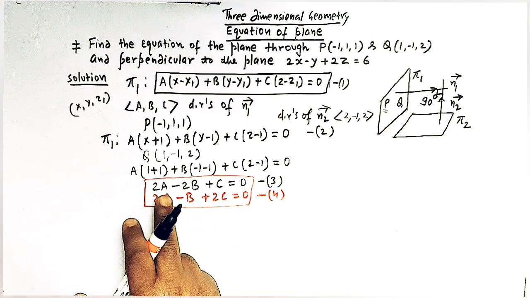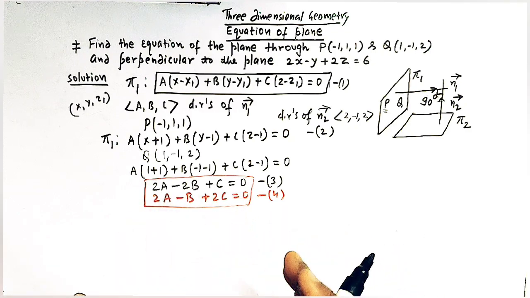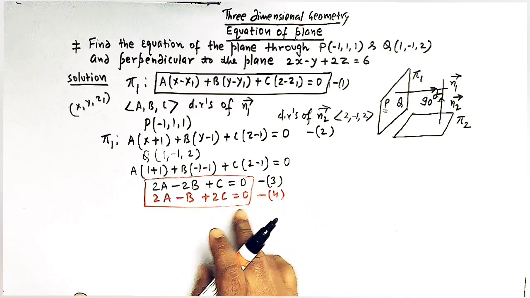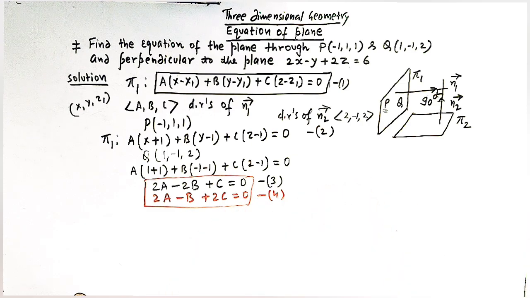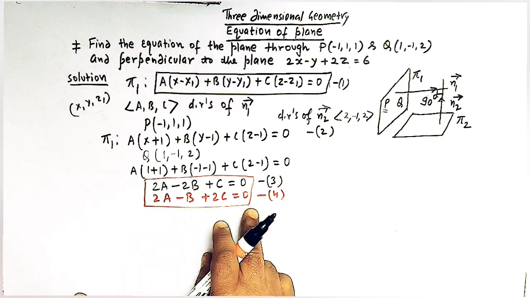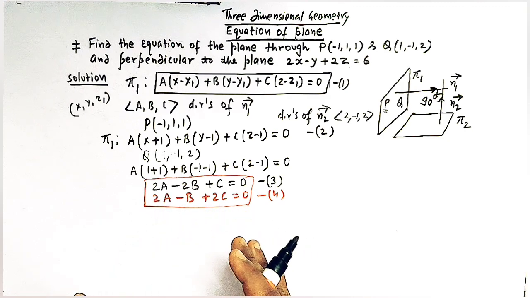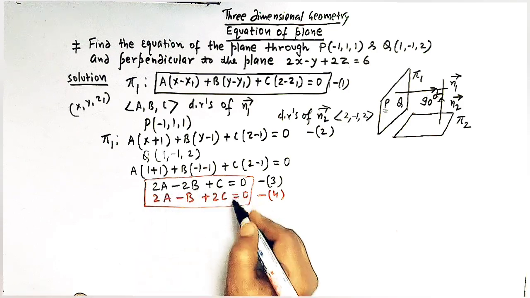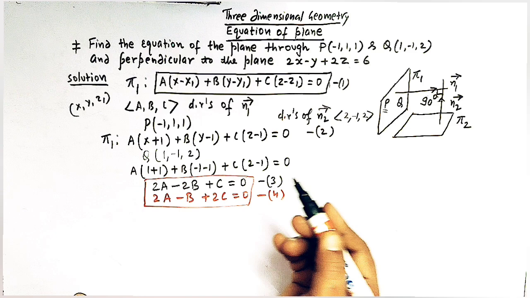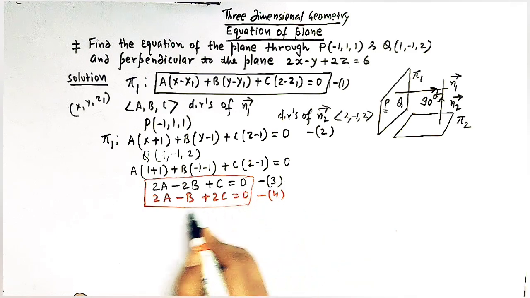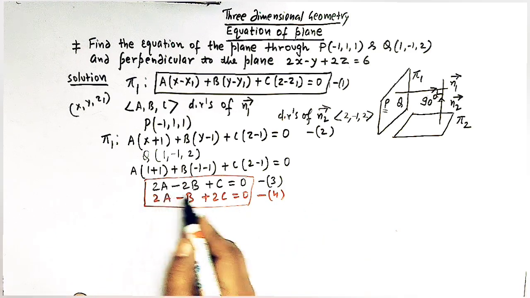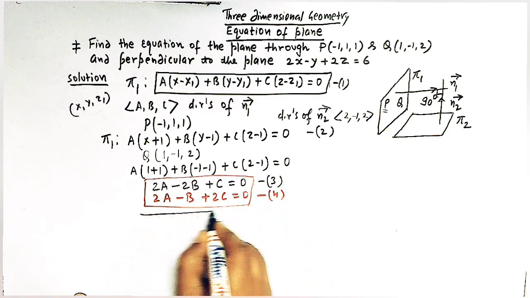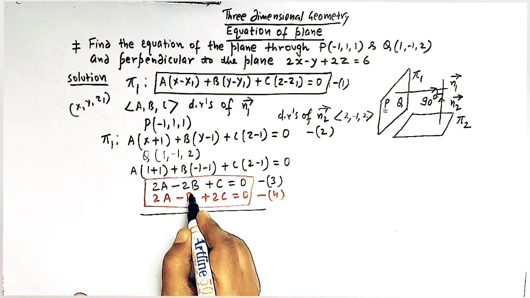So now to solve these two equations, the usual practice is to make use of the method of cross multiplication, right? But here we are going to use the method of elimination. So we'll select any one of these variables and we'll try to eliminate that variable from these two equations. So here we can select a as the variable to be eliminated. So let us subtract these two equations.